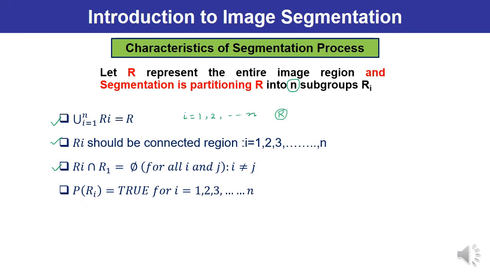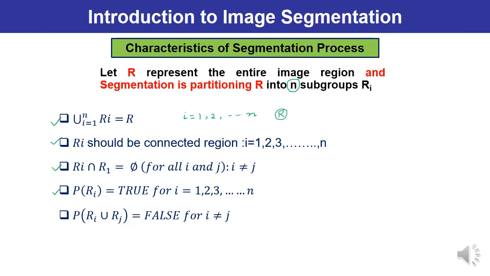P of Ri equals true for all values of i starting from 1, 2, 3 and going up to n. Here P is actually the predicate or a set of predicates, like intensity, or it can be any other characteristics, any other attributes of the image. Like the predicate can be a color, it can be a grayscale value, it can be a texture or anything else. So this condition is also necessary.